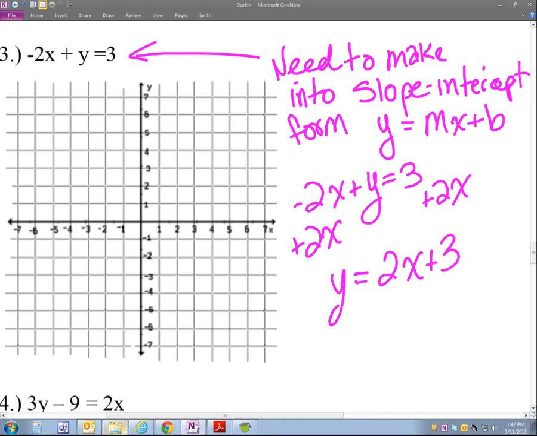So now that we have it in slope intercept form, I know that my b value is plus 3, so I'm going to be here. And my slope is going to be 2 from there. So my rise over run is 2 over 1, up 2, over 1. Up 2, over 1.